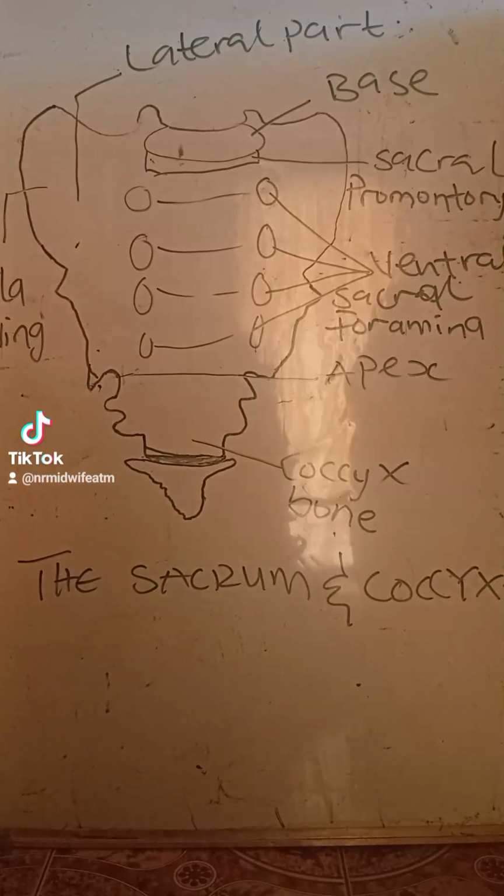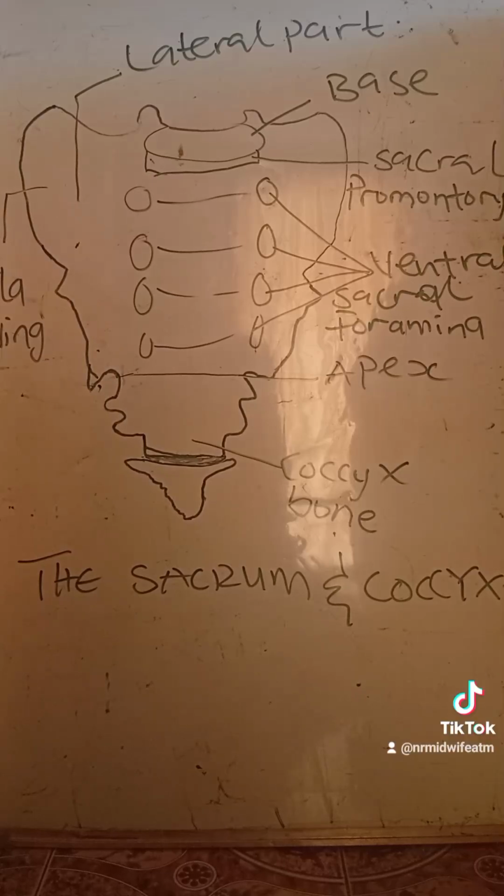Now let's look at the base and also the apex. So we have the first sacral vertebra that is referred to as the sacral promontory, or the promontory of the sacrum. So that is the first vertebra that actually articulates with the fifth lumbar vertebra when you're counting from down. Okay, so it articulates with the lumbar vertebra.